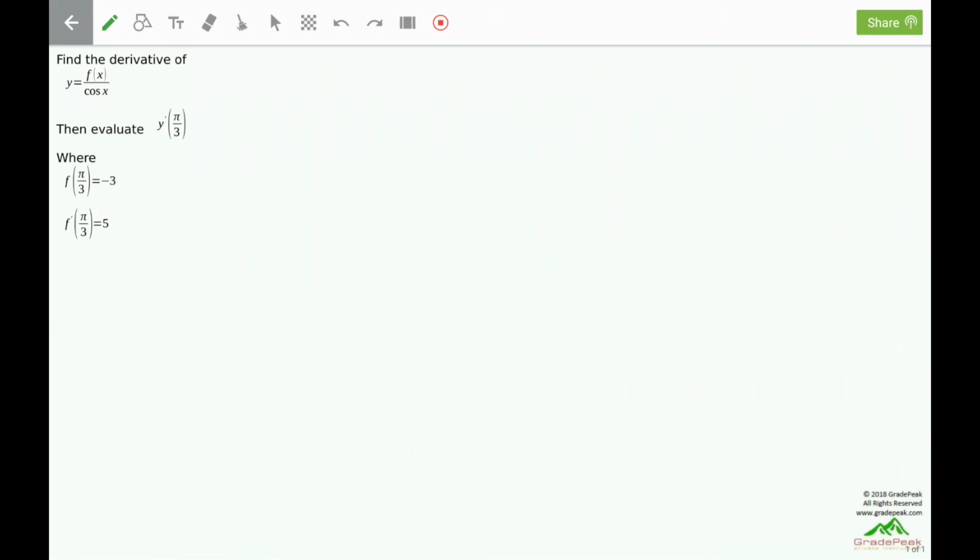Find the derivative of y equals f of x divided by cosine of x, then evaluate y prime of pi over 3, where f of pi over 3 is negative 3, and f prime of pi over 3 is 5.